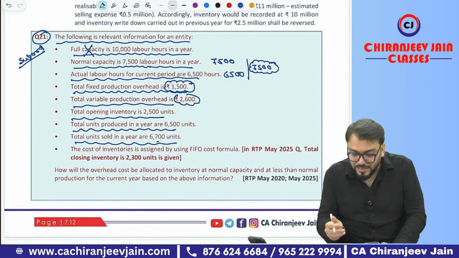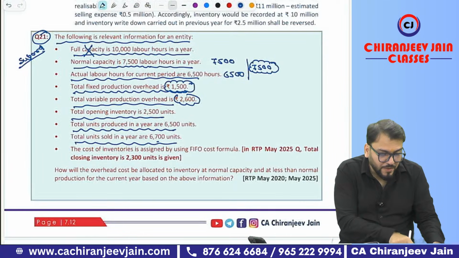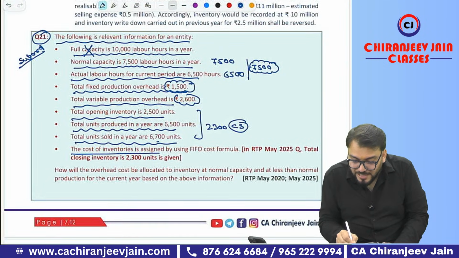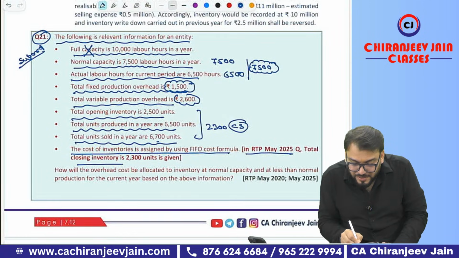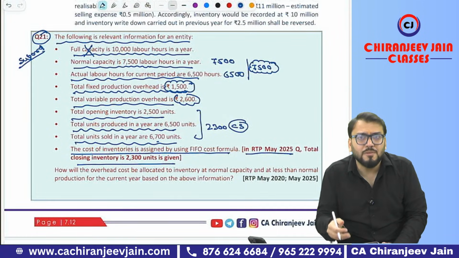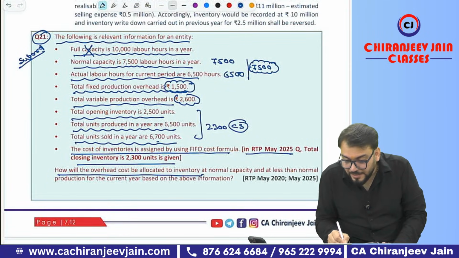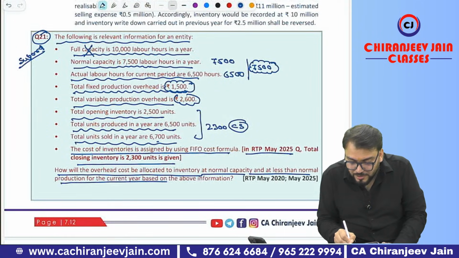So what is the closing stock? We can find it out even though it is not given in the question. We'll say 2,500 opening, 6,500 produced, 6,700 sold. It will be 2,300. The closing stock will be 2,300. The cost of inventory is assigned by using the FIFO cost formula. In one of the RTPs, the closing inventory was given. However, even if not given, we can calculate it. How will the overhead cost be allocated to inventory at normal capacity and at less than normal production for the current year based on the above information?